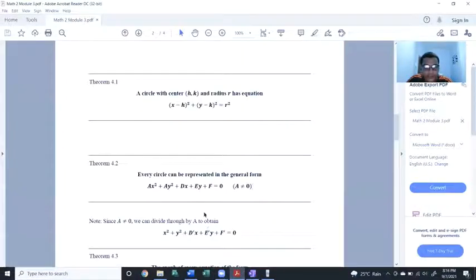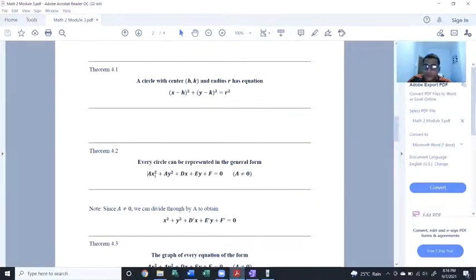So going back to our module. Now, if you notice here, the coefficients of x squared and y squared are the same. So if we divide this general form by a, we get x squared plus y squared plus d prime x plus e prime y plus f prime equals 0. So our coefficients are reduced to 3. The 3 coefficients from A, D, E, and F became just D prime, E prime, and F prime.